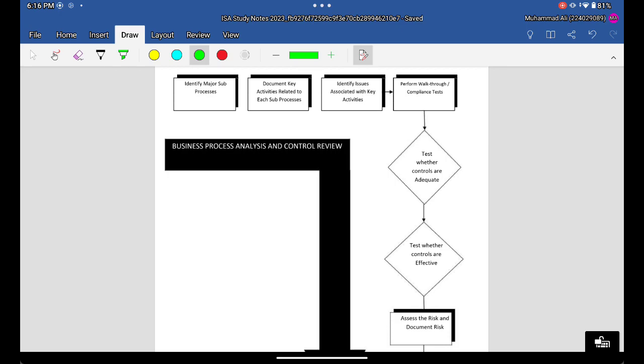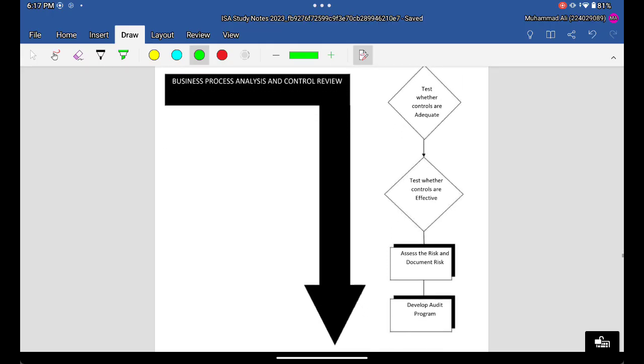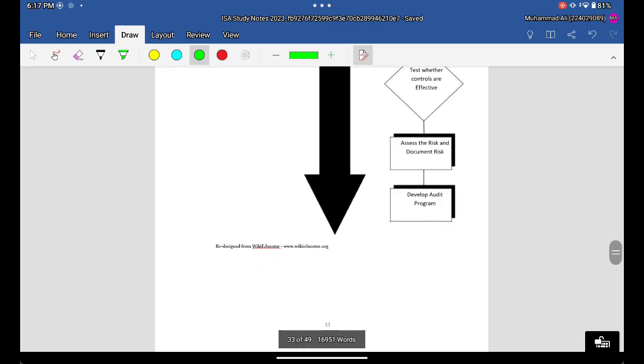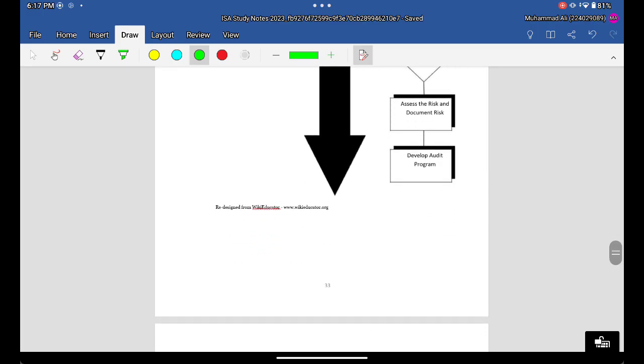For example, the transaction system is not doing well because of so many errors, it can be hacked, and so on. Do a compliance test. Look at whether the system is doing well. Test whether the controls in place are doing well. Test whether the controls are effective. Assess the risk and document the risk, and develop an audit program.